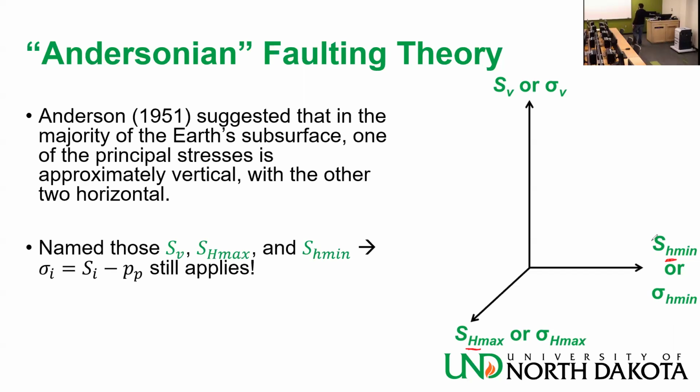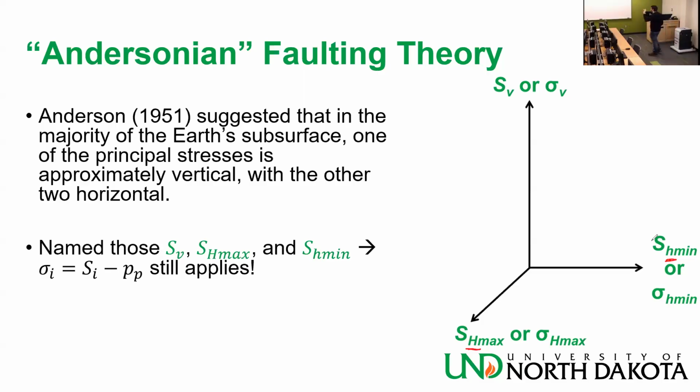Now, if I subtract the pore pressure, it's going to be the effective value. It's going to become sigma H max and sigma H mean. Now, the vertical one would be called SV, or S vertical. SV can be bigger than SH max, SV can be smaller than SH max, SV can be smaller than SH minimum. Anyway you want. But you cannot have SH mean bigger than SH max ever.